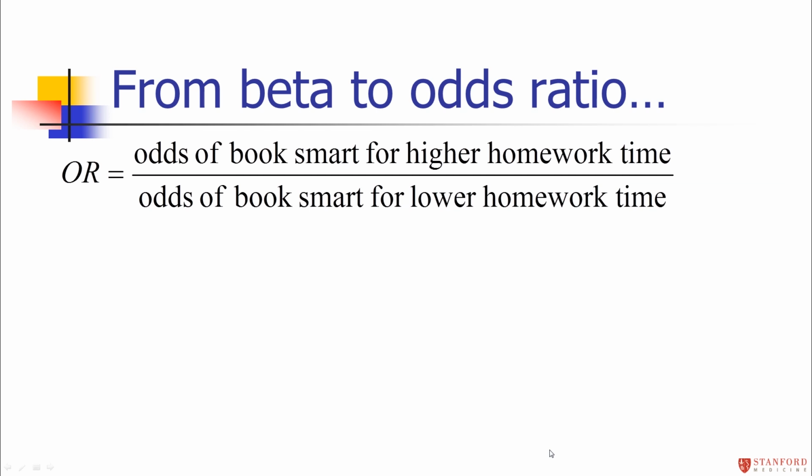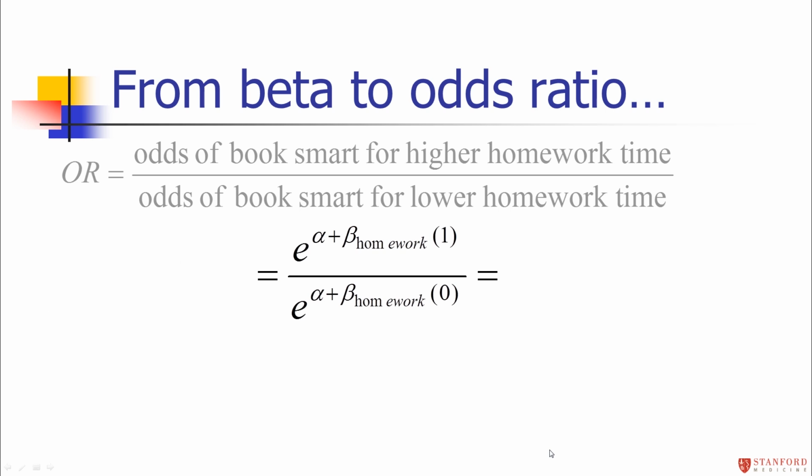Well, now I can just fill in. I fit a model that tells me the predicted odds of being book smart for a given homework level. So I can just plug in that model. So what's the odds of being book smart for somebody who does, say, 1 hour of homework compared with somebody who does 0 hours of homework? I fit the model that says the log odds is alpha plus beta homework times the amount of homework. If I exponentiate that, remember, I get the odds. So the odds of being book smart for somebody who does 1 hour of homework, I can put in the numerator. I can compare that to the odds of being book smart for somebody who does no homework. So now I've made a ratio of 2 odds: the odds for somebody who does 1 hour of homework divided by the odds for somebody who does no homework.